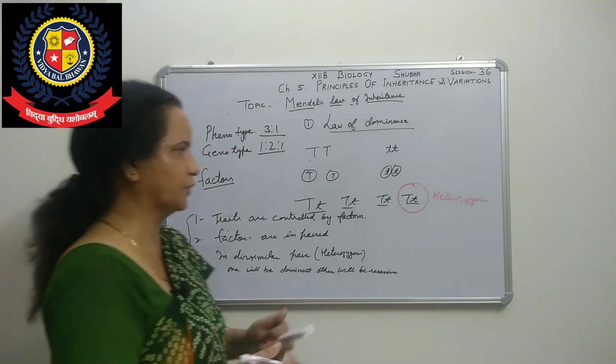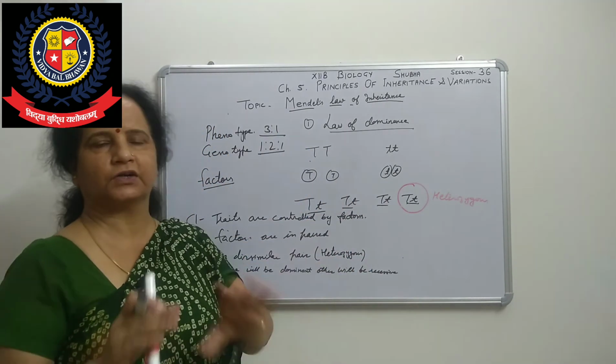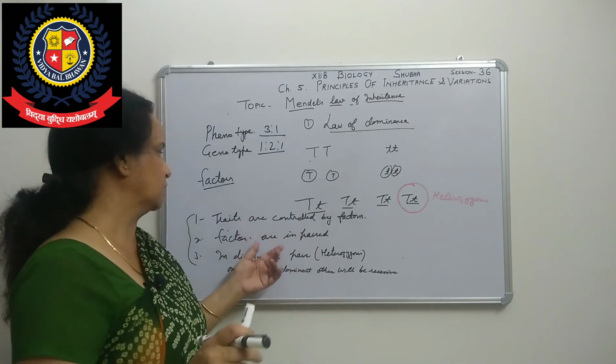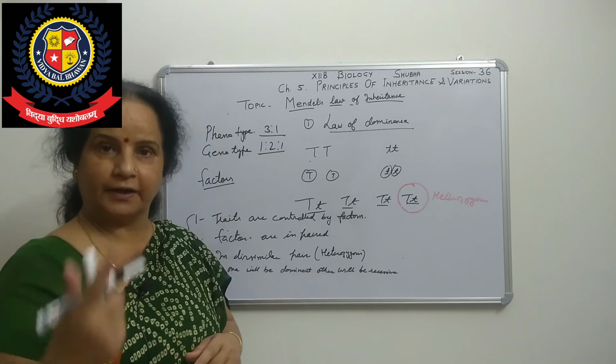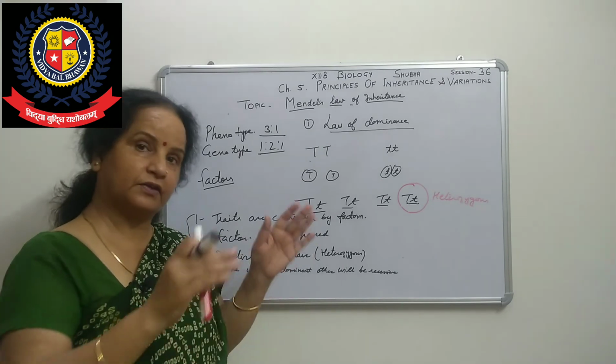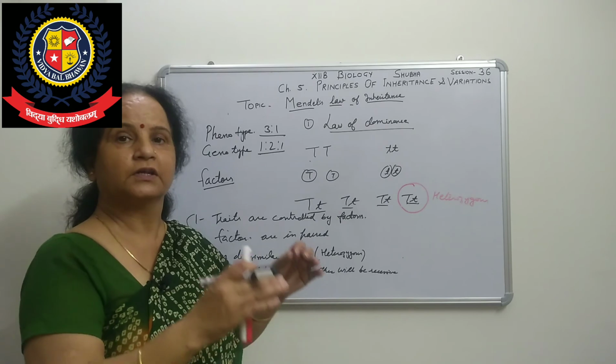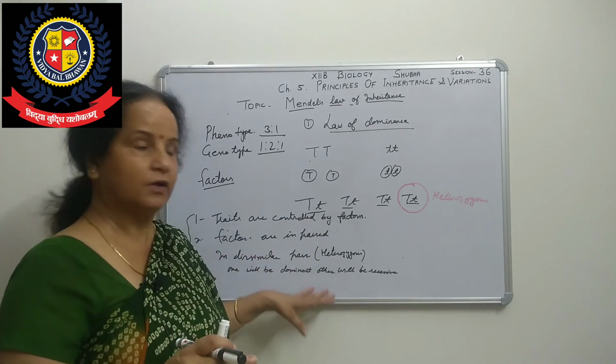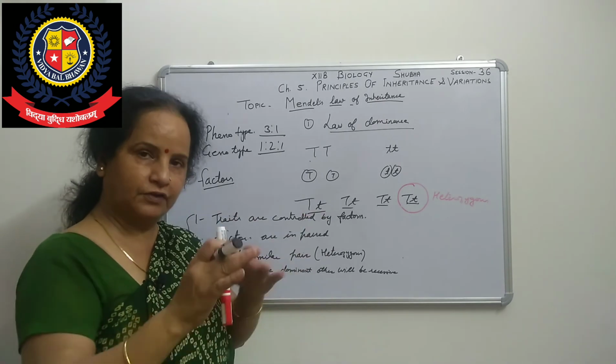In the law of dominance, first, all traits are controlled by factors, discrete units. Second, all these factors are in paired form. Today, after the discovery of the nucleus, then chromosomes, DNA, and then genes, what he had told still fits, even after genes.